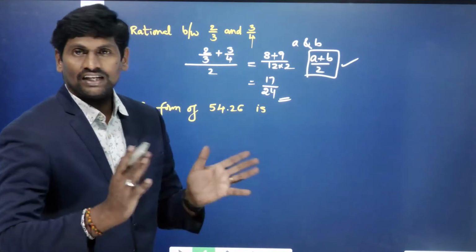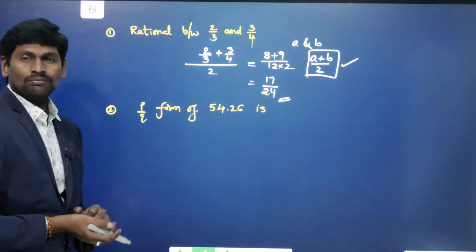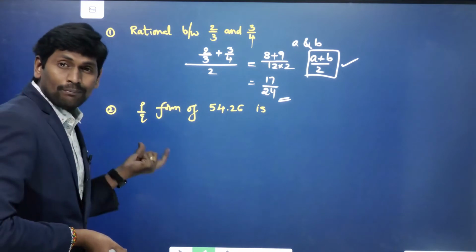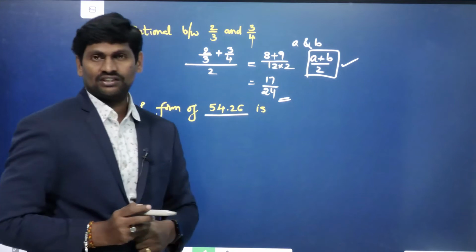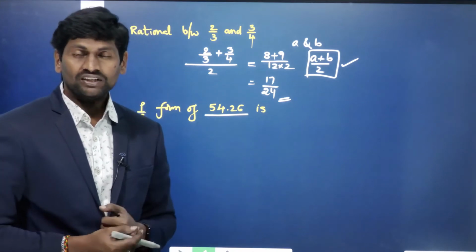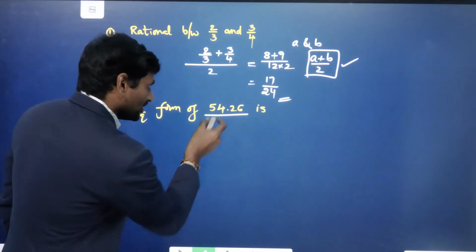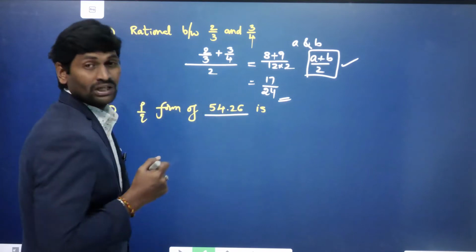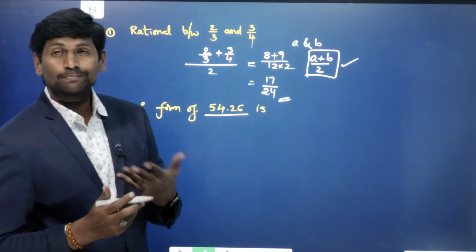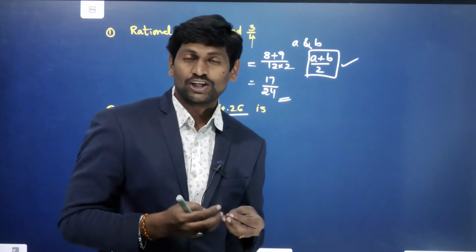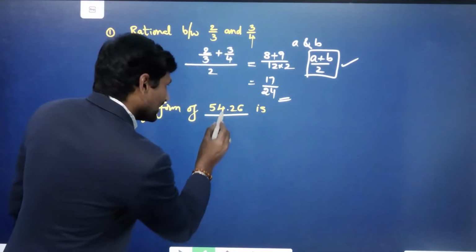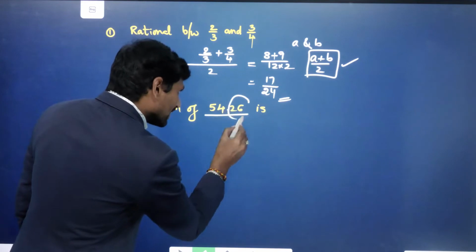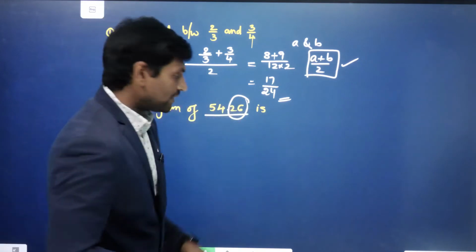Let us check the next problem. We need to identify the P by Q form of 54.26. While you are observing, this is a decimal number. A decimal number we can express in rational form by using the denominator 10, 100, 1000 like that. After the point, how many decimals are there? There are two decimal places.